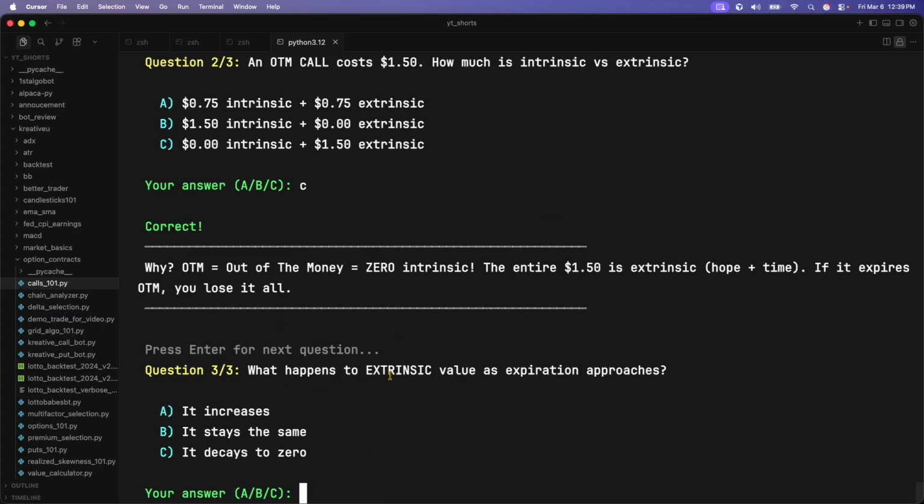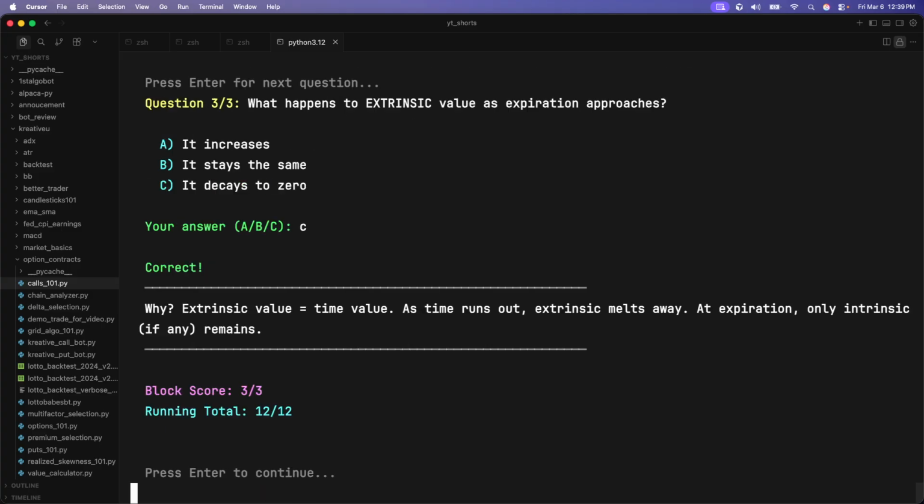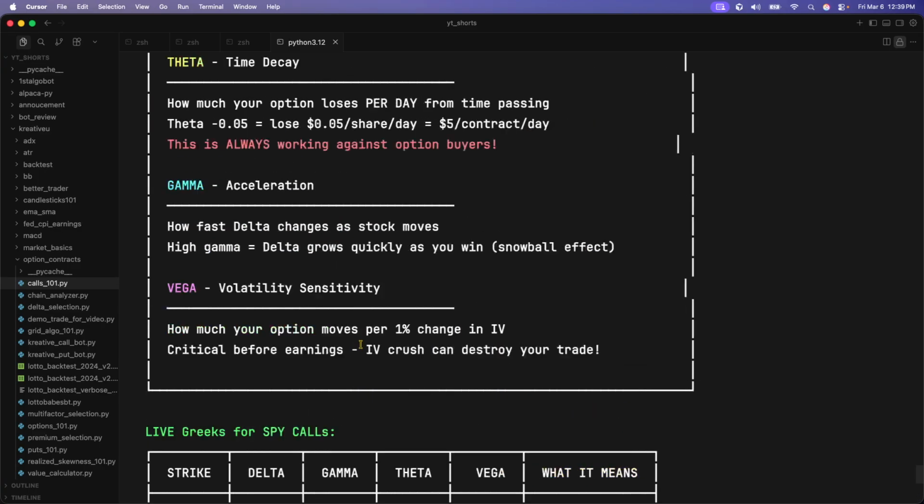What happens to the extrinsic value as expiration approaches? It increases? It stays the same? It decays to 0, right? So it is going to be that decay.